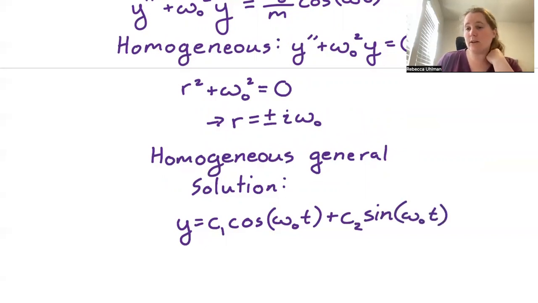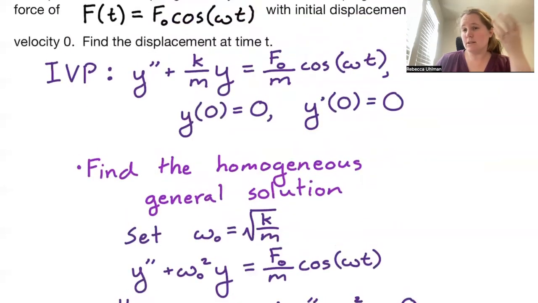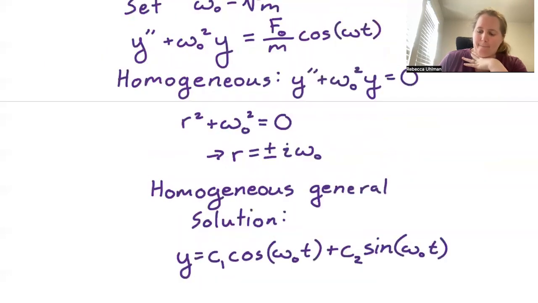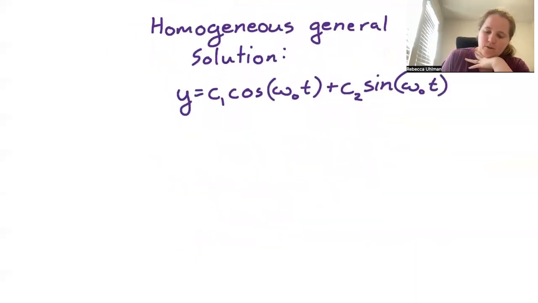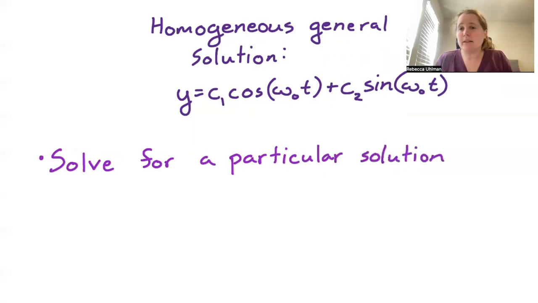When we go to find our particular solution for the right-hand side, it's up to you. Since the right-hand side is fairly simple, I might use method of undetermined coefficients. So next up, we're going to solve for a particular solution. And again, since the right-hand side is simple, let's just use method of undetermined coefficients.